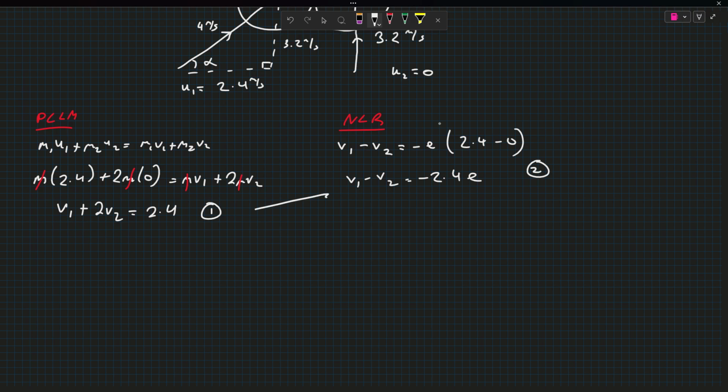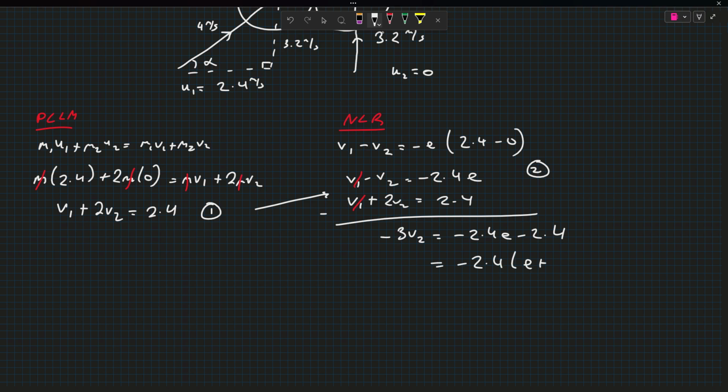Now if we put equation number 1 under here, we have V1 plus 2V2 is 2.4. If we subtract them, we get rid of the V1s. So minus 1 minus 2, so it's minus 3V2 is minus 2.4E minus 2.4, which I'm going to write as minus 2.4 times E plus 1 for ease of use. And of course these can both be turned into pluses, and we can write V2 is 0.8 times E plus 1 meters per second.